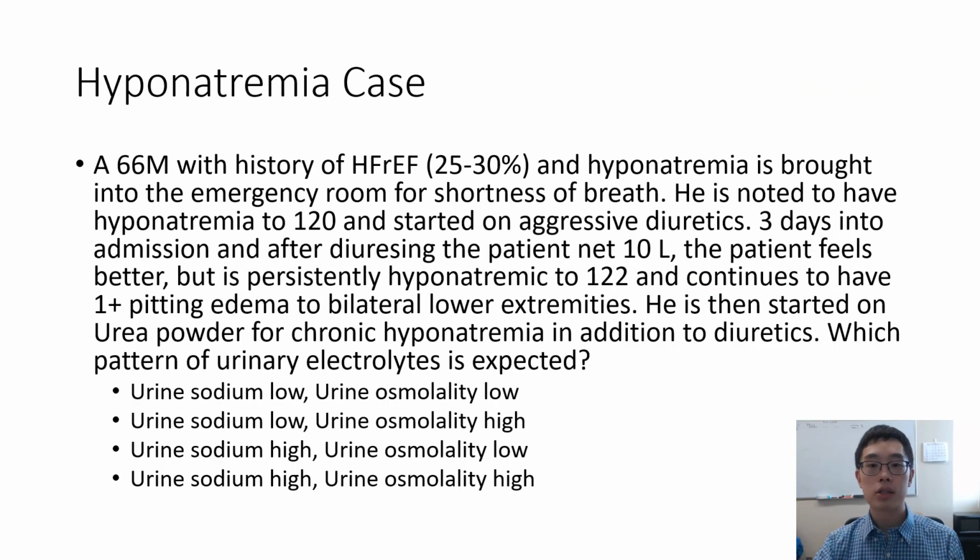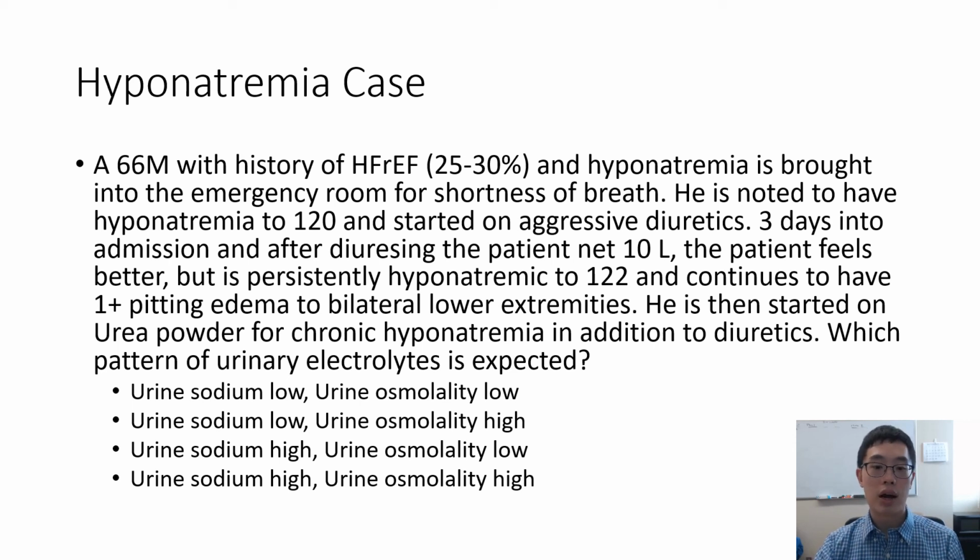As usual, let's do a quick question to check your understanding of the material today. This one's a bit tricky, so be sure to pause the video before moving on if you can't get the answer immediately. A 66-year-old male with history of heart failure with reduced EF, with an EF of 25 to 30%, and hyponatremia is brought to the emergency room for shortness of breath. He is noted to have hyponatremia to 120 and started on aggressive diuretics.